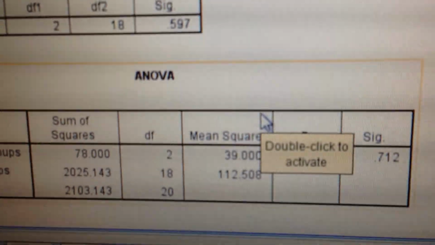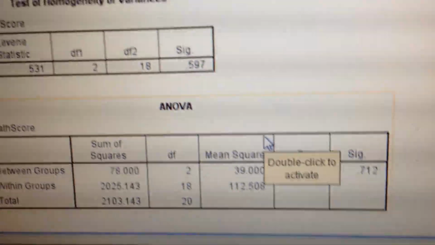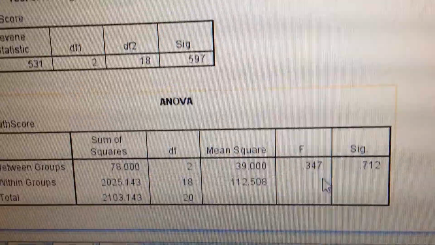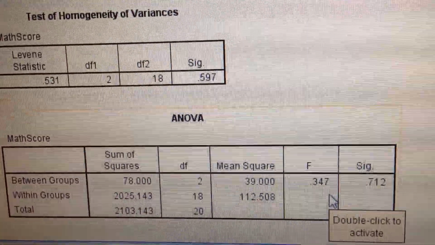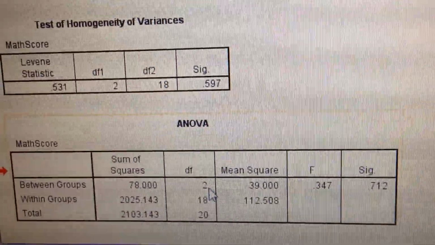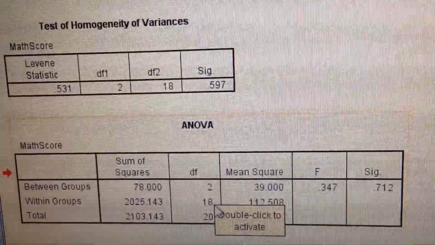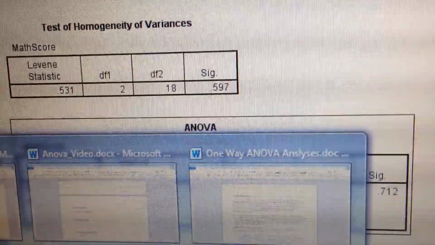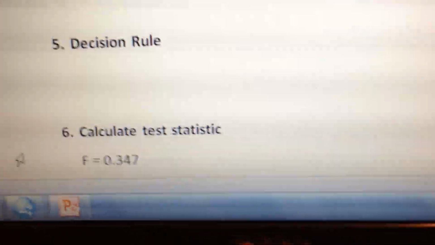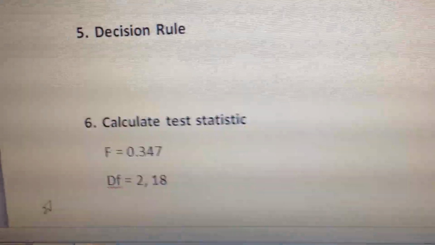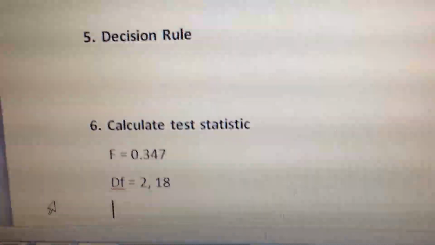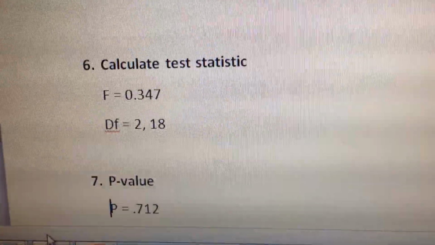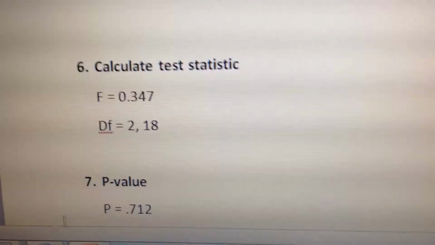So our test statistic right here is our F value. Our F equals 0.347. Our degrees of freedom for that test statistic are 2 and 18. So if we go to calculate test statistic, you will see that we have F equals 0.347 and degrees of freedom 2 and 18.